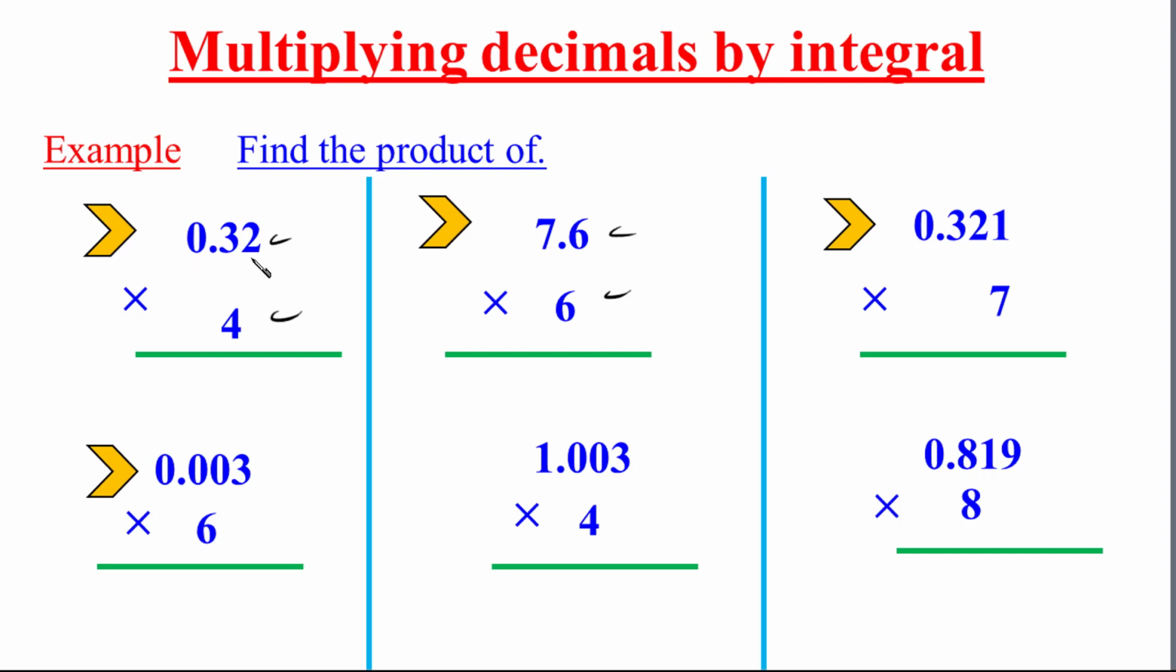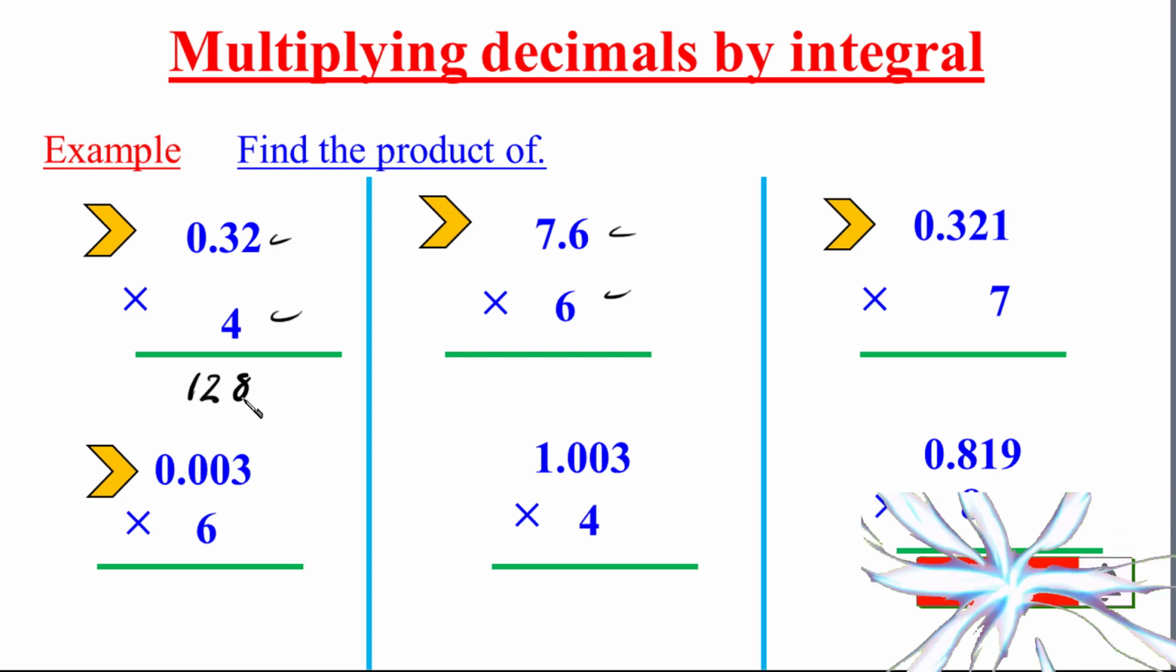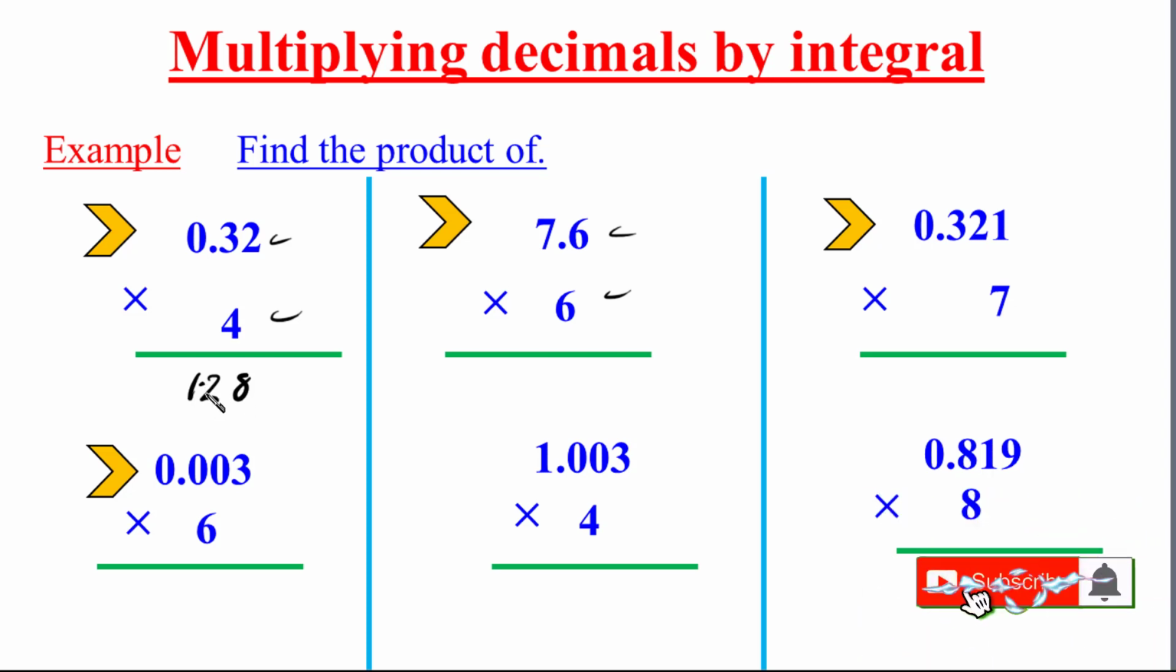It will be 32. Then we can multiply 32 by 4 and insert the decimal point after 2 digits from the right. So we will insert the decimal point in the product according to the decimal point in the decimal factor. We have here 4 times 2, it will be 8, and 4 times 3, it will be 12, and the decimal point after 2 digits from the right. So insert the decimal point after 2 digits from the right. You can count 1, 2, then insert the decimal point.